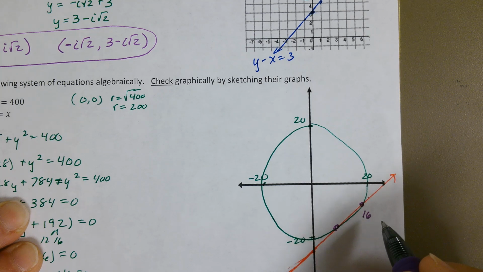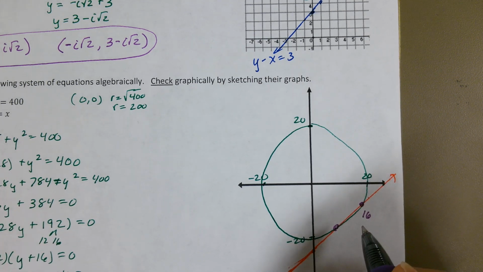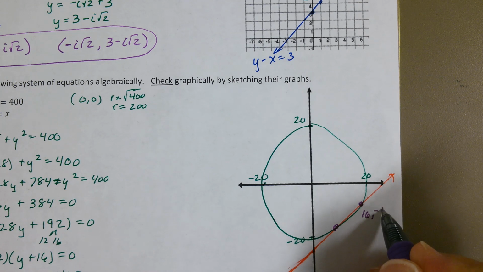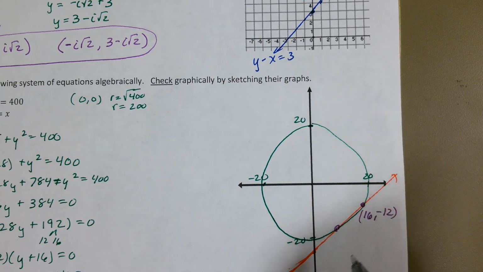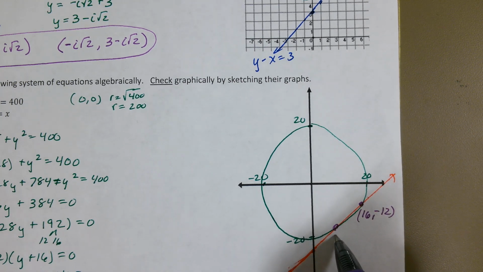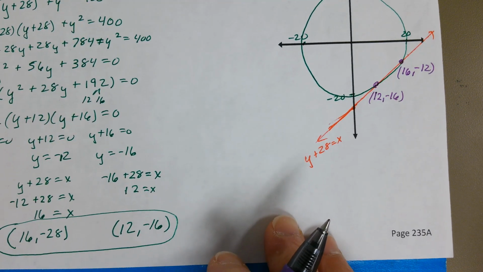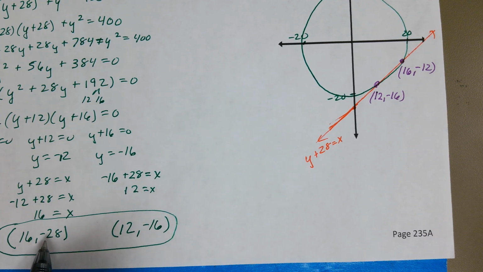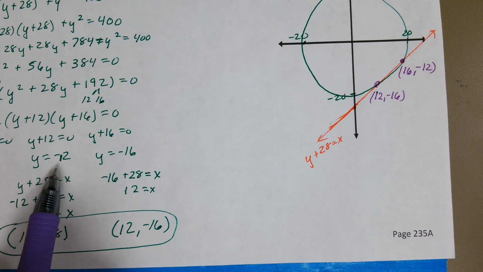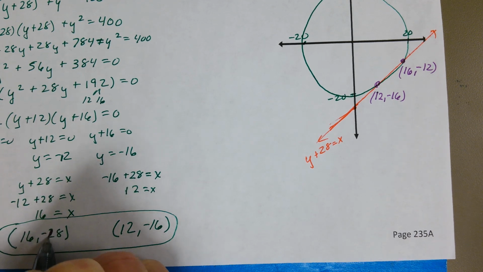Of 16, negative 12, and 12, negative 16. Let me go back and fix this. I don't know why I wrote negative 28 there. When x is 16, y is negative 12.